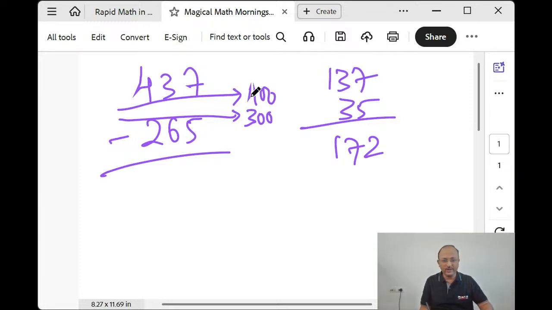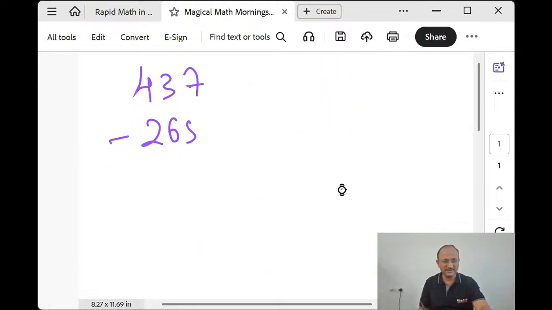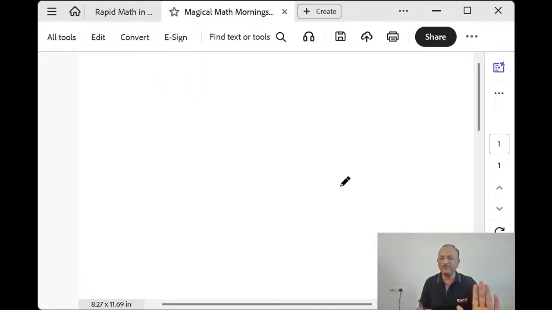Suppose if we take 400 as the base, what we get? 437 is 37 more than 400, but 265 is 135 less than 400. So when you add these two, you will get 172. Okay, just consider this also. Isn't it simple? This requires a little bit of practice. Just convert a subtraction to a magical addition.